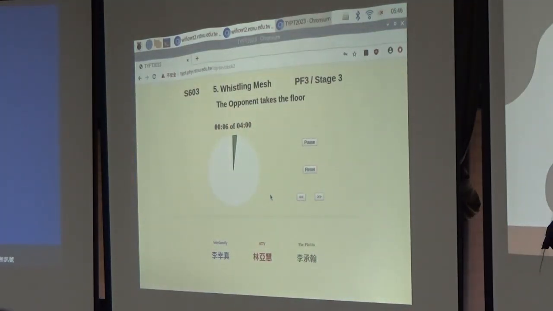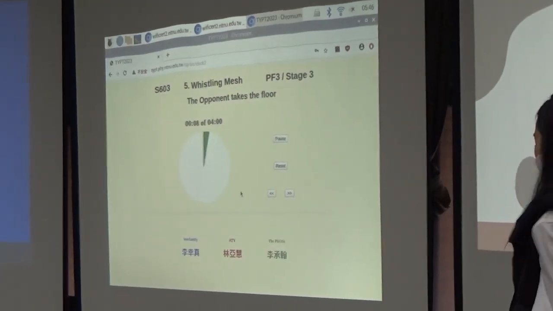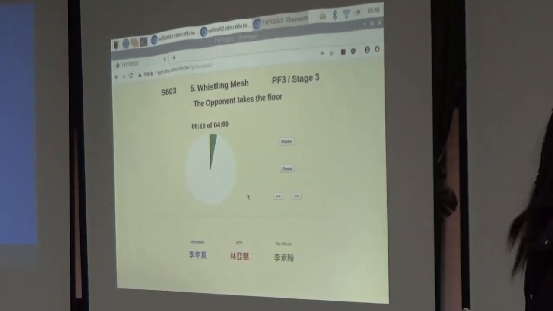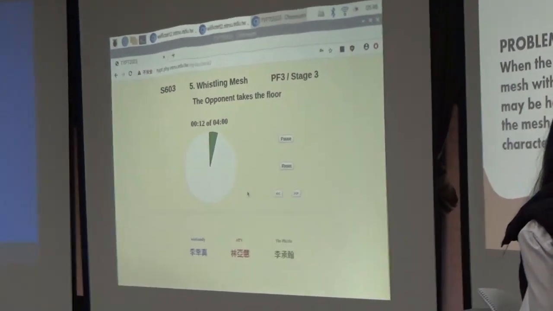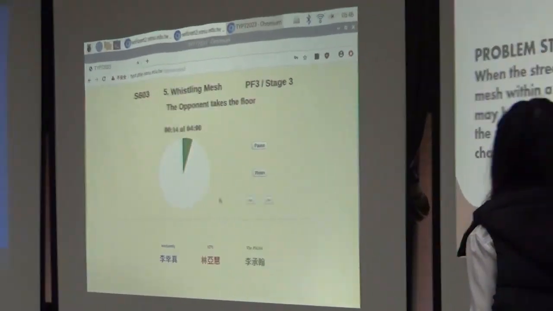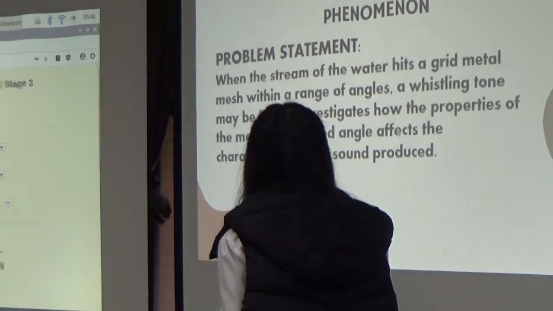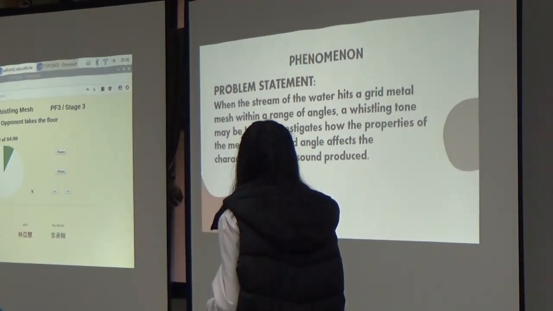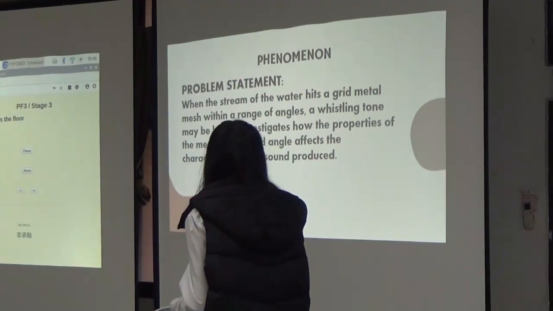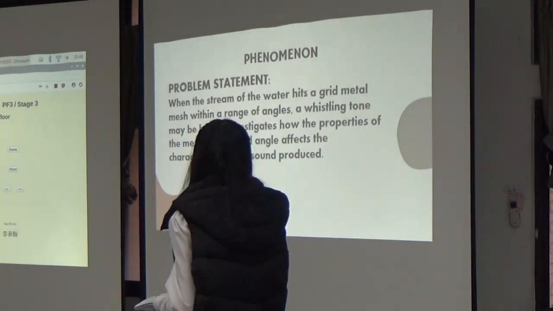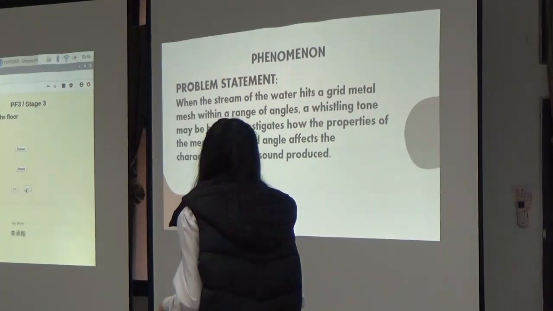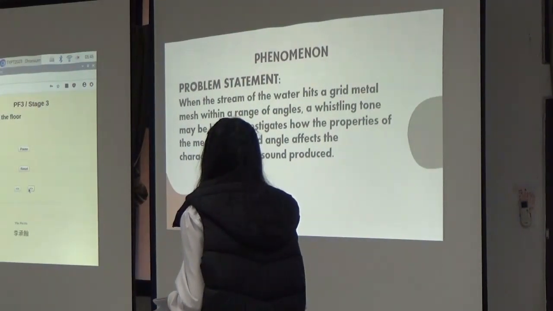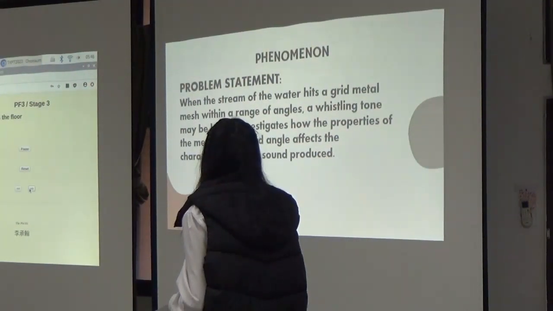My name is Mia Lin, and my team is called ABI. For the problem statement, when a stream of water hits the grid metal within a range of angles, a whistle tone may be heard, and it investigates how the properties of the mesh, stream and angles affect the characteristics of the sound produced.